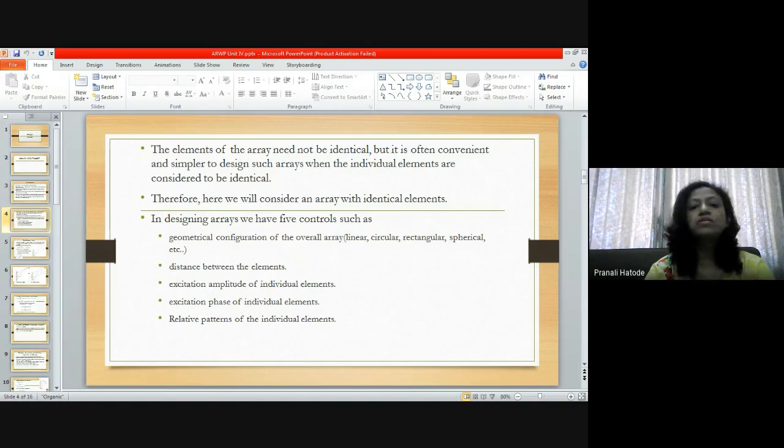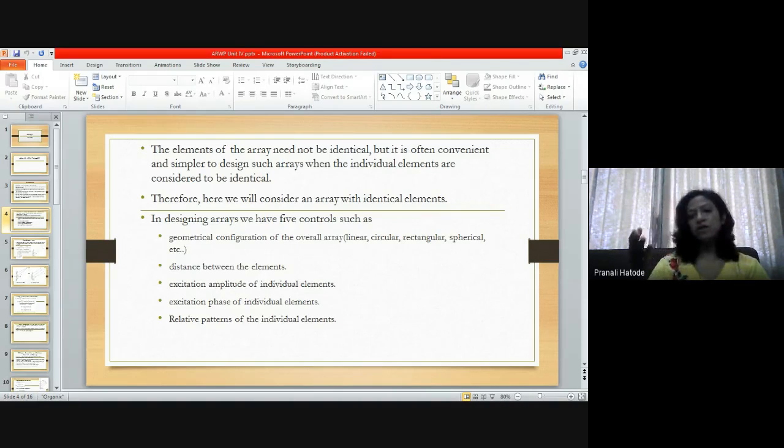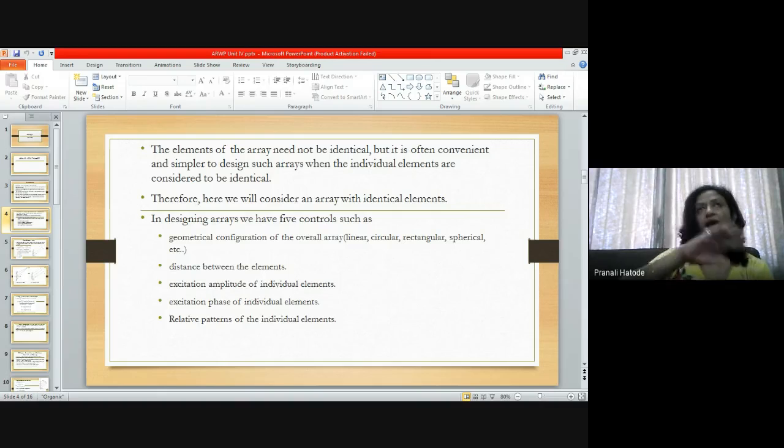The very first one is the geometrical configuration of the overall array. As I stated just now, if it is linear, then all the elements are placed along one axis. If it is circular, then any two axes may be involved. Similar is the case with rectangular geometry. And if it is spherical, then all three dimensions get included. That means the elements of the array are distributed along all three axes.